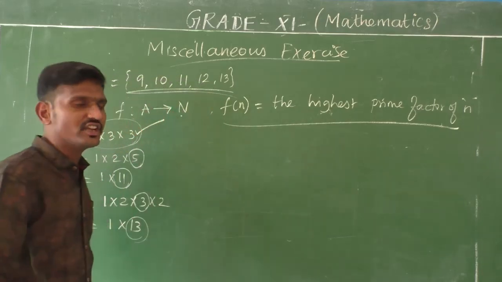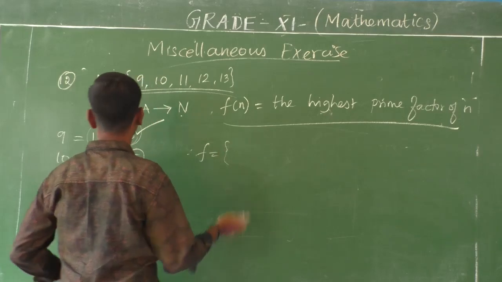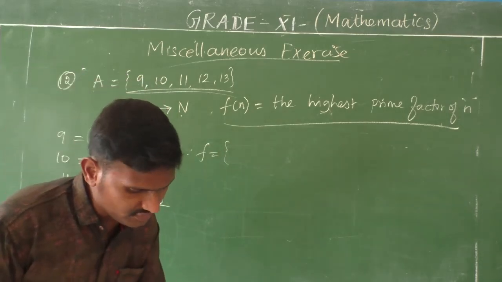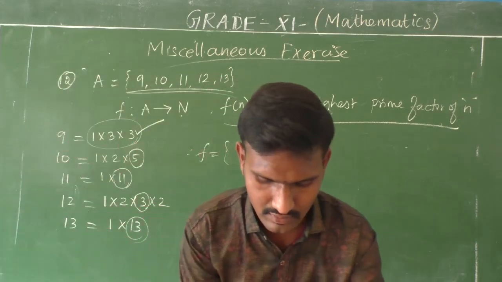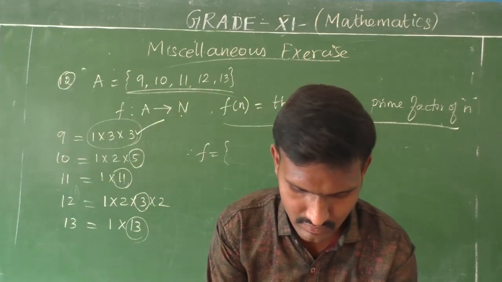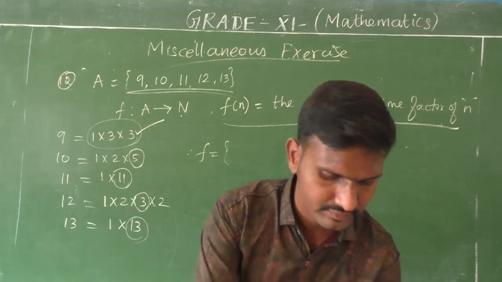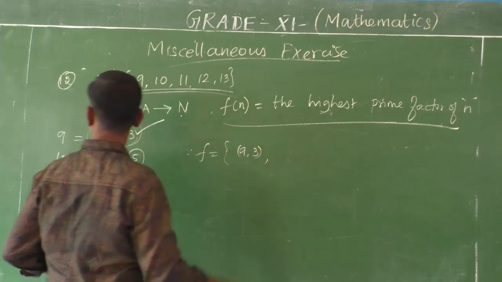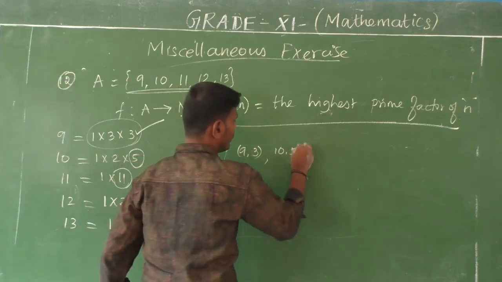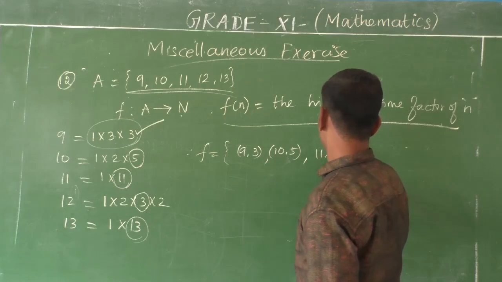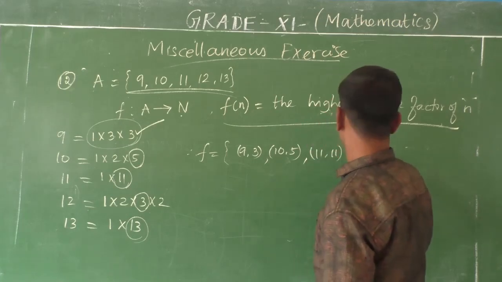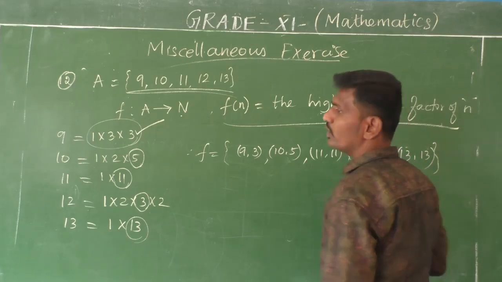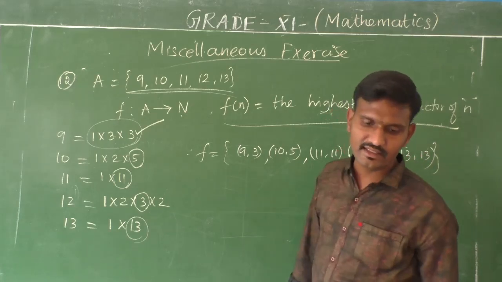That's the range. Before that, we should mention the ordered pairs of f, which is the function. F is equal to: the first one is 9 comma 3. Then the second one is 10 comma 5. The third one is 11 comma 11. The fourth one is 12 comma 3. The fifth one is 13 comma 13. So these are the ordered pairs in the function.